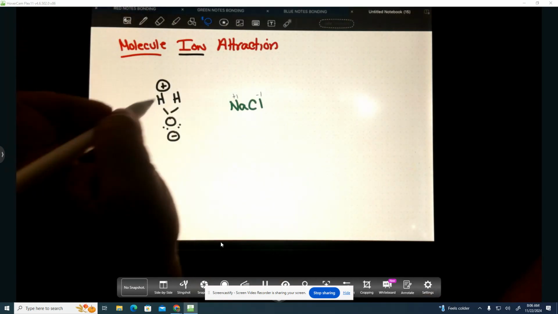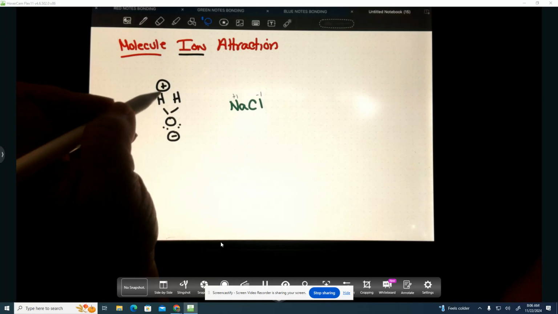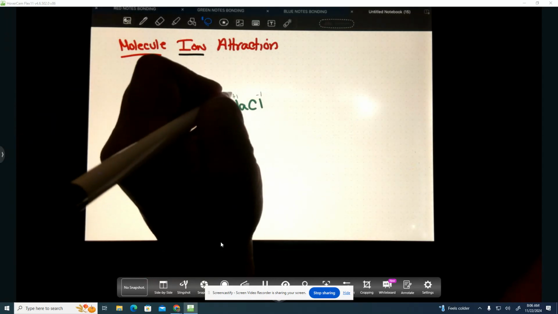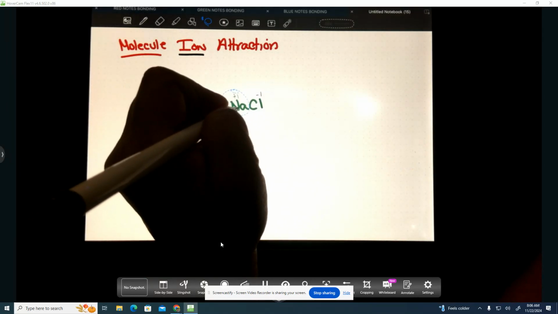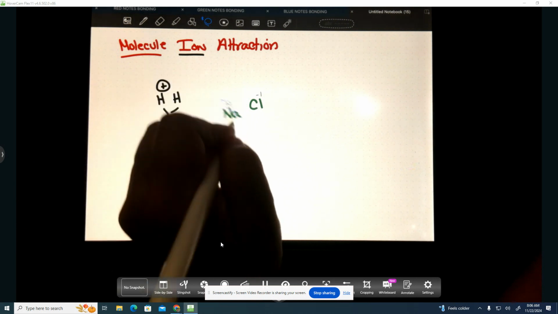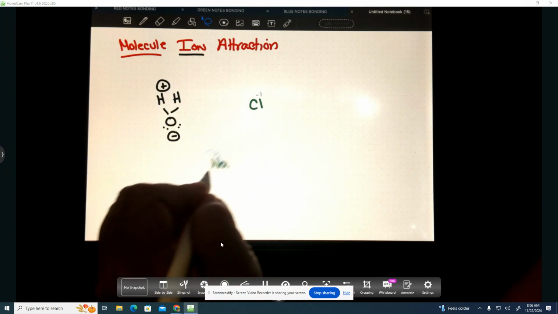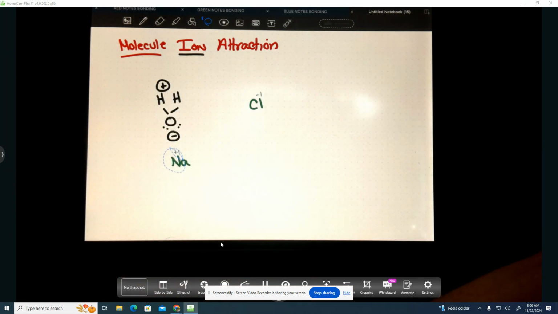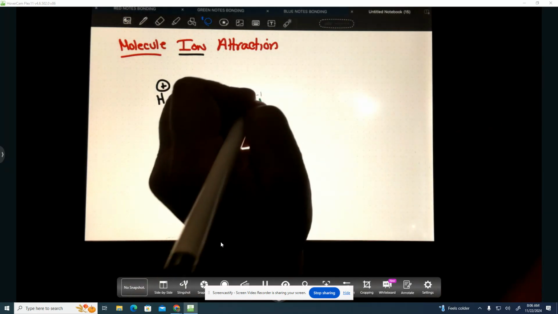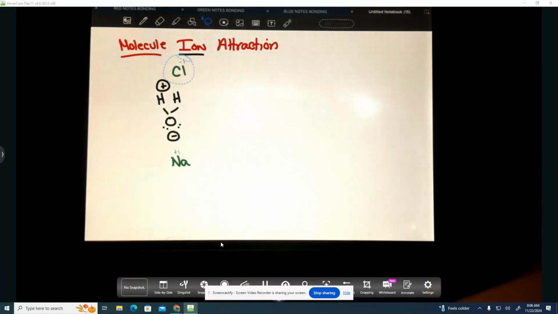Now, this molecule comes along. It's got a positive, it's got a negative. This ionic compound comes along, and it's like, ooh, I got a positive. It's going to be attracted to the negative side of the water molecule. This chlorine is going to be attracted to the positive side of the water molecule.